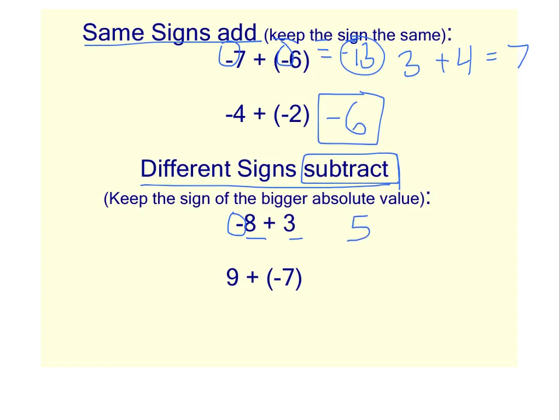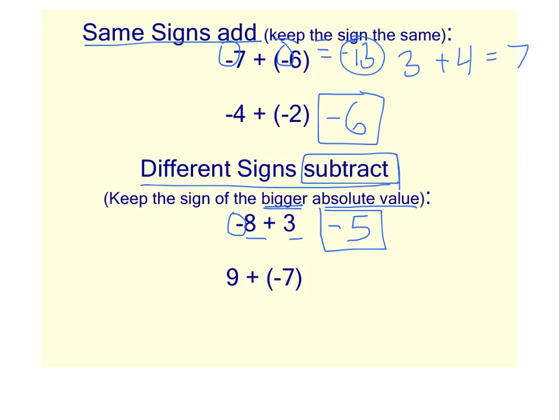Then the tricky part is I need to decide, is this a positive 5 or is it a -5? It's going to be a -5, and the reason I know that is I keep the sign of the bigger number, or think of it as the bigger absolute value, because -8 is obviously smaller than +3, but the 8 is what we're looking at, not the negative sign. So negative 5 is my answer.